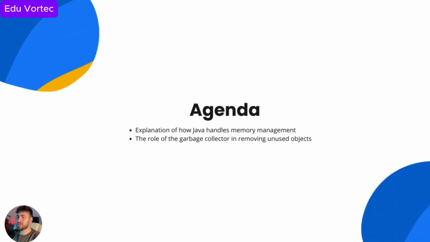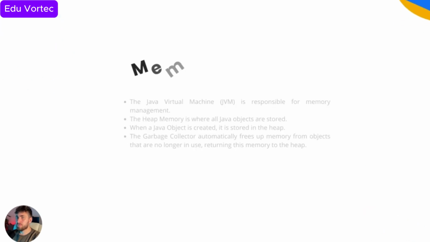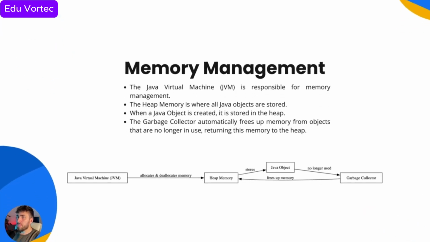During this lesson, we will discuss the following topics: an explanation of how Java handles memory management, and the role of the garbage collector in removing unused objects. Memory management is an important aspect of any programming language, and Java is no exception. In Java, memory management is handled automatically by the Java Virtual Machine, also known as the JVM. The JVM is responsible for allocating and deallocating memory to objects as they are created and destroyed.